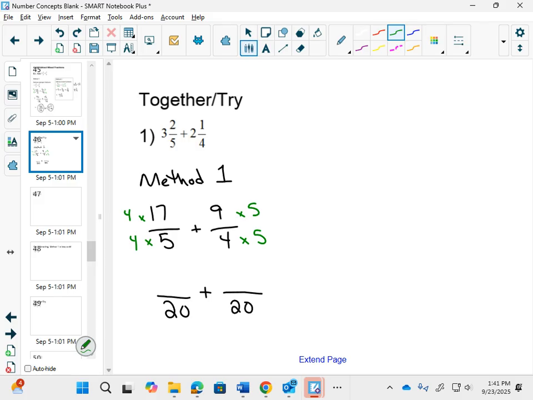Now, on an actual test, I'm going to expect you to know your 10 times table. I'm not going to expect you to know your 17 times table. I'd still expect you to push yourself. See if you can do that in your head. But if not, I would give you a calculator to do 4 times 17.